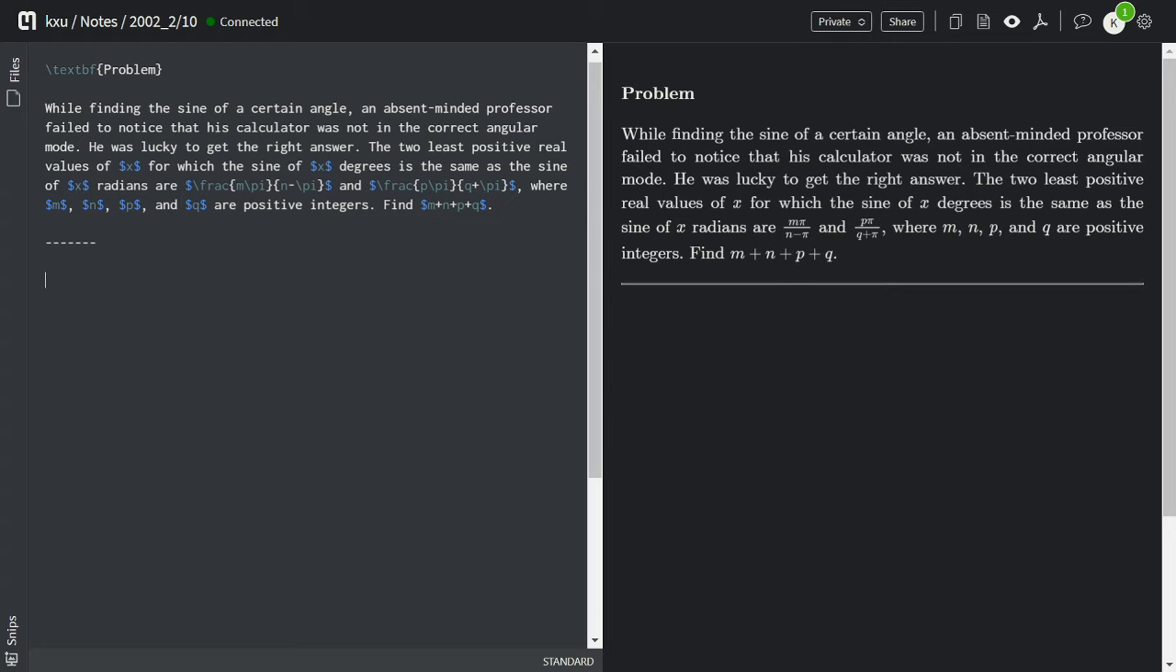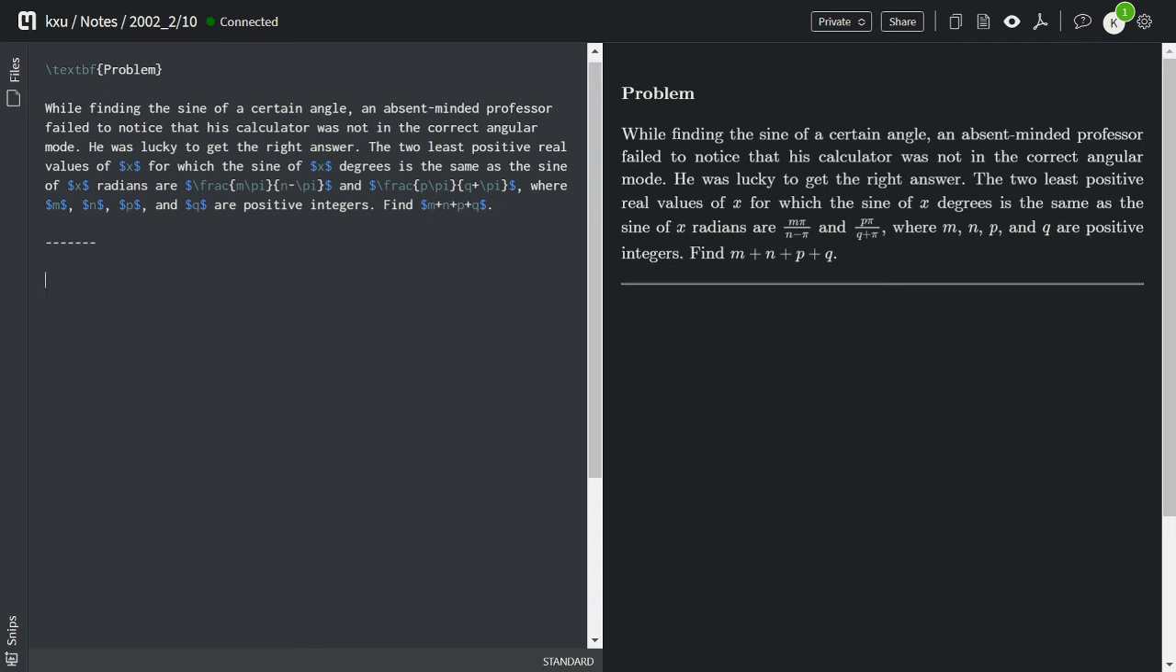So while finding the sine of a certain angle, an absent-minded professor failed to notice that his calculator was not in the correct angular mode. And I think we've all seen this happen in our lives, where our calculator is in either degrees or radians, and we think it's the other way around, and we end up getting a question wrong, be it on a test or the SAT or something else.